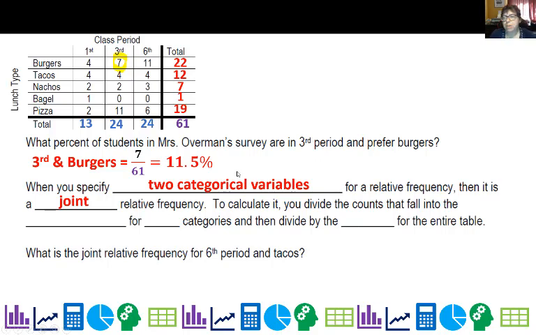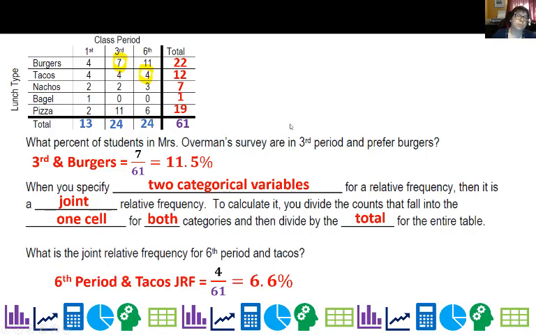Now, when you specify two categorical variables like I did here, we call this a joint relative frequency. To calculate it, you divide the counts that fall into the one cell for both categories. So this one cell falls into both third period and burgers. And then you divide by the total for the entire table. So if I did 6th period and tacos, that would be that number right there, 4 divided by 61, or 6.6%.